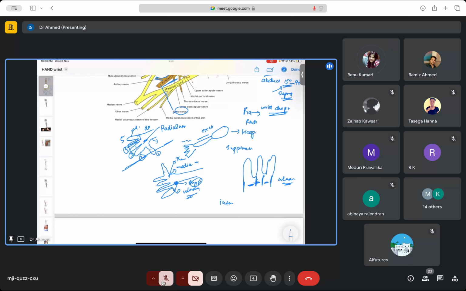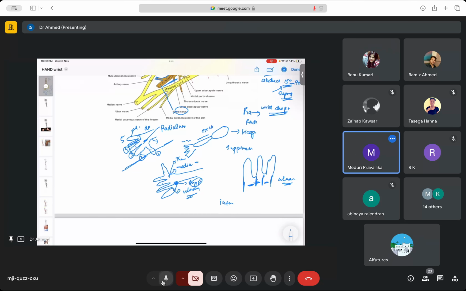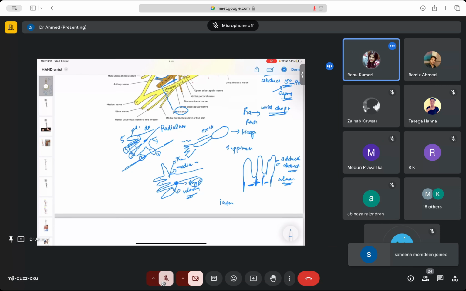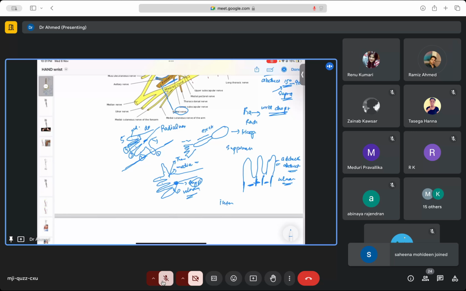What's the function of the anterior, or palm side, interossei muscles? Which action are they going to perform? They are going to adduct. And on the back of the hand, the interossei muscles are going to abduct. Perfect.